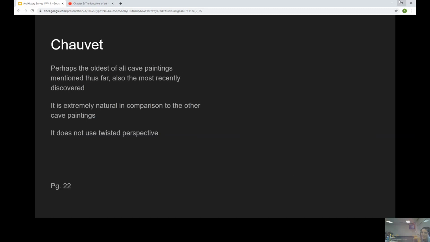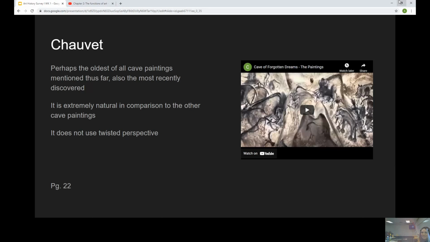And it's just going to get worse now. So now we're moving on to Chauvet. Chauvet is the oldest cave paintings ever found. And they are also the most realistic representational images, which is bizarre. They were so realistically representative of the animals that they illustrated that people thought they were fake. Like I mentioned earlier, there were a lot of fakes popping up.